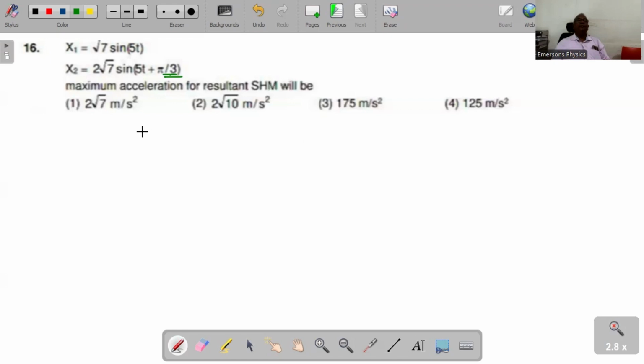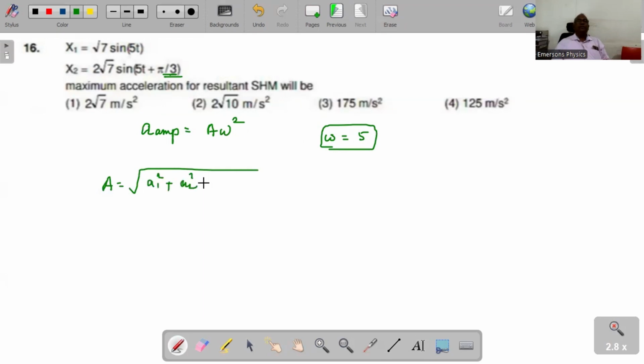Maximum acceleration amplitude equal to A omega square. First we should find out omega. We can find it very easily. Omega is nothing but pi. That is, it won't be a problem for both cases. We wanted to find out the resultant amplitude. Resultant amplitude is equal to root of A1 squared plus A2 squared plus 2 A1 A2 cos pi by 3. Here the phase difference is pi by 3.